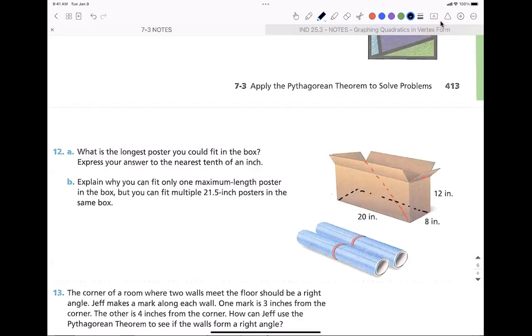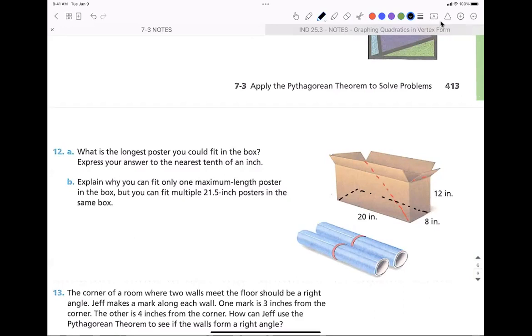If you think about my umbrella example, if I just put my umbrella flat, it's going to need to be a bigger box. If I angle it, my box can get a little bit smaller because of the diagonal. So if you want to know the longest poster you can put in there, it's going to go diagonal from top to bottom. You guys work that, and then I'm going to come around and check your work.